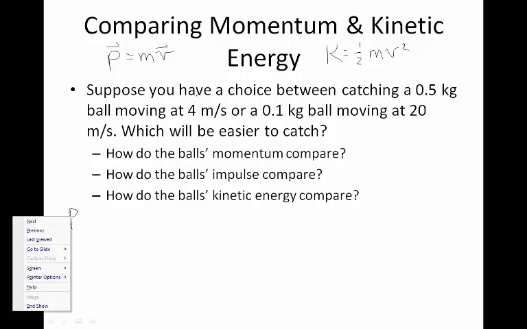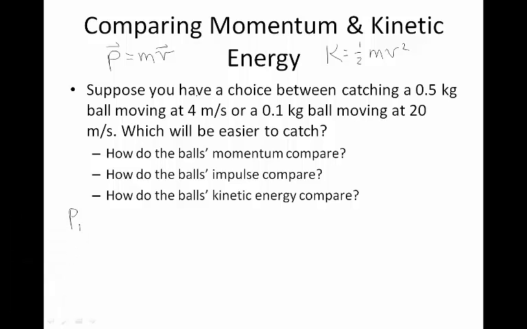Try not to click those buttons while I'm writing. For ball 1, the momentum would be mass 1 times velocity 1, which would be 0.5 kilograms times 4 meters per second. Okay, 0.5 times 4, hopefully you don't have to pull your calculator out, is 2 kilograms times meters per second.